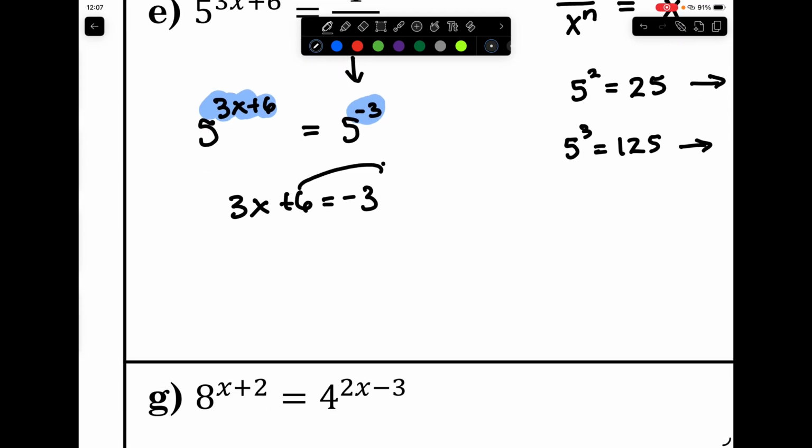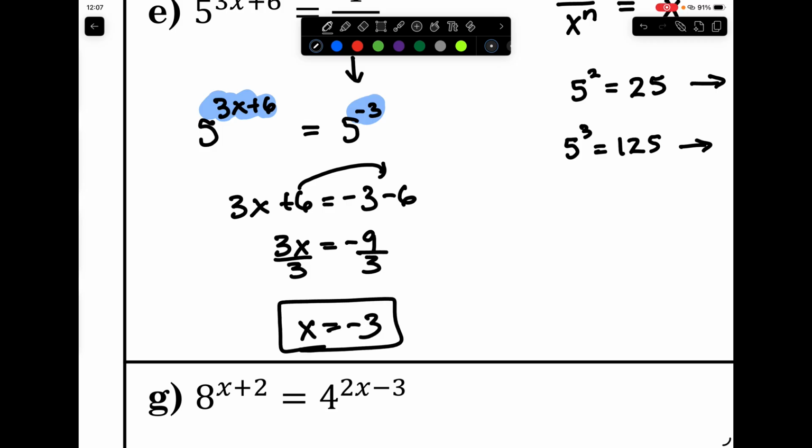And with letters to the left, numbers to the right, I'm going to move this 6 to the other side, making it negative 6. 3x will equal negative 9. Dividing by a positive 3, x equals negative 3 as a result. So there is your solution.